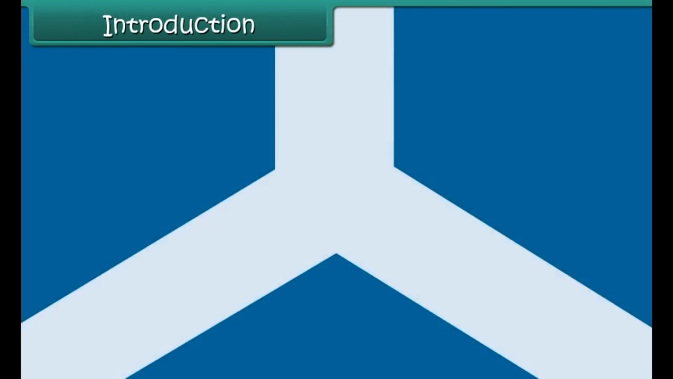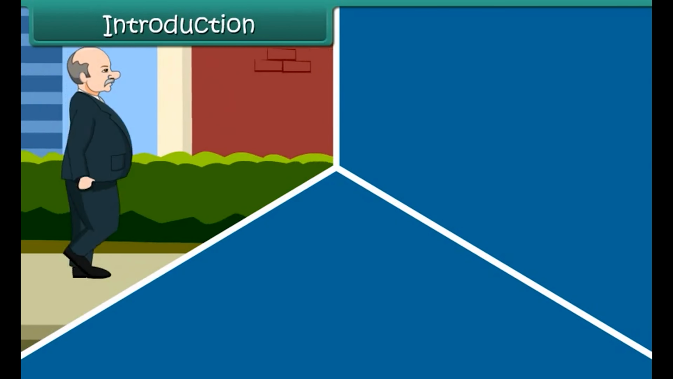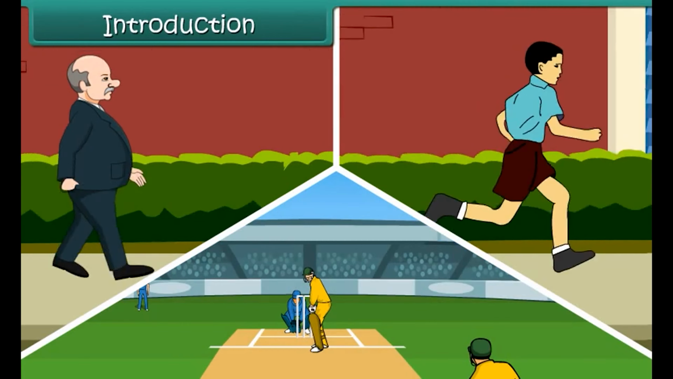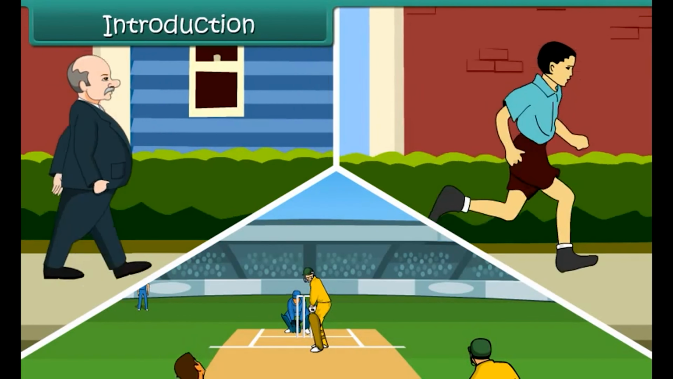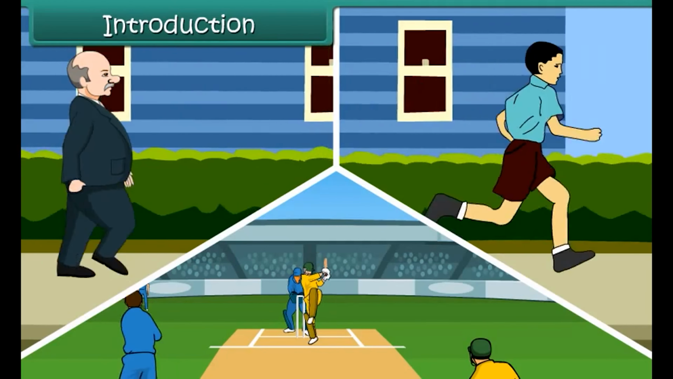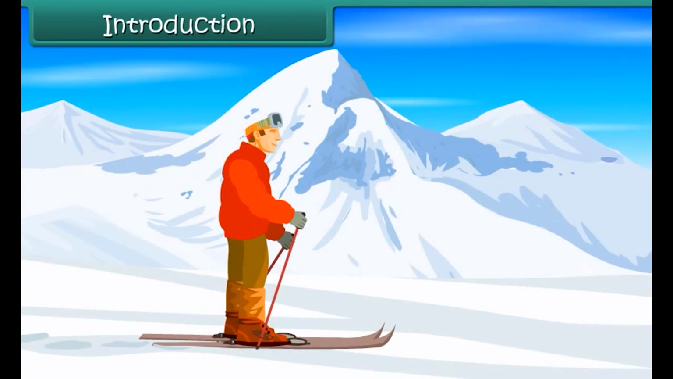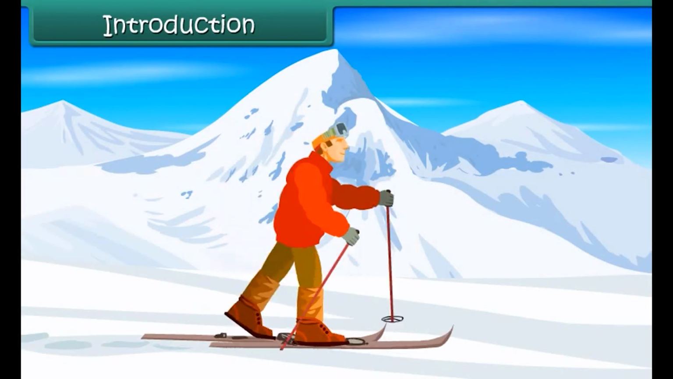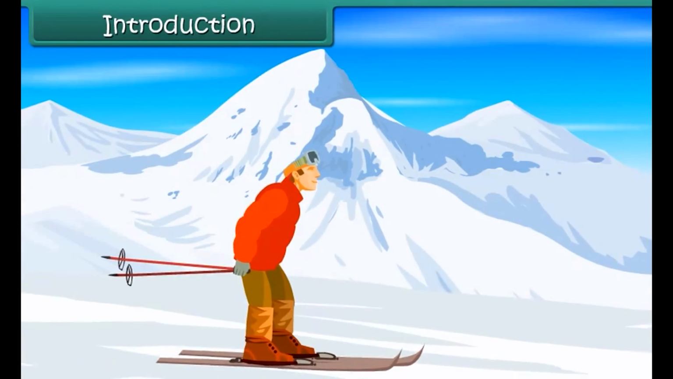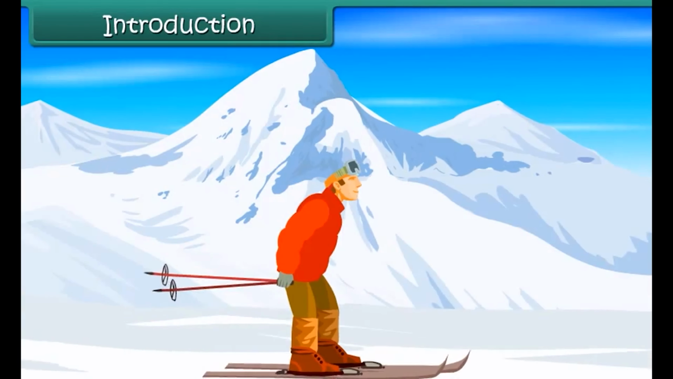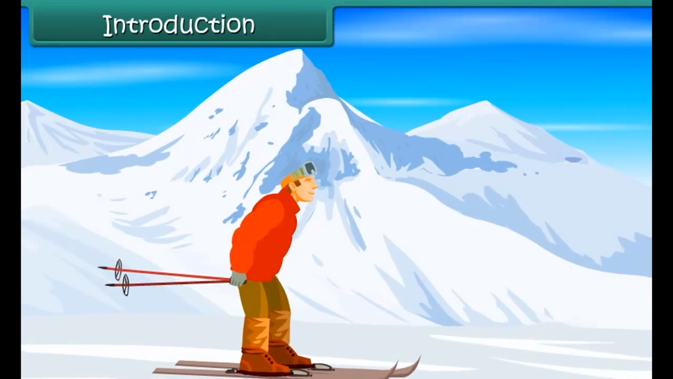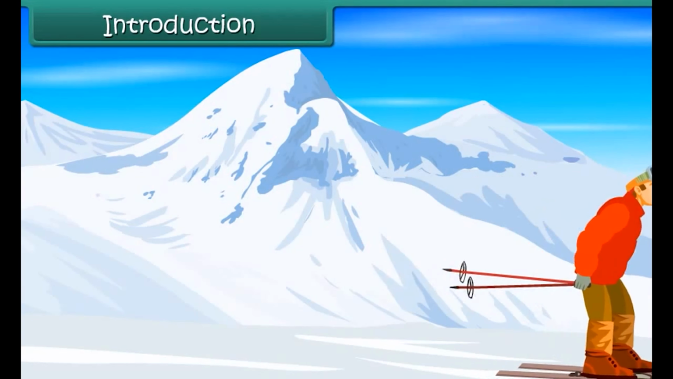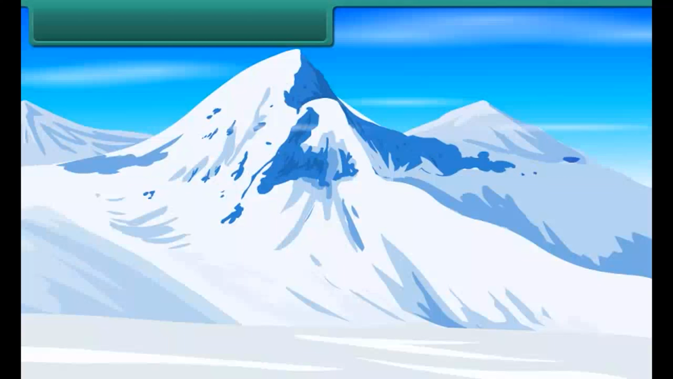Introduction. We do activities like walking, running, and playing, and in all these activities, friction plays an important role. You must have seen people skiing on snow, an interesting sport that needs balancing and knowledge of frictional force. Do you know that frictional forces can be classified based on their features? Let us find out the various types of frictional force.